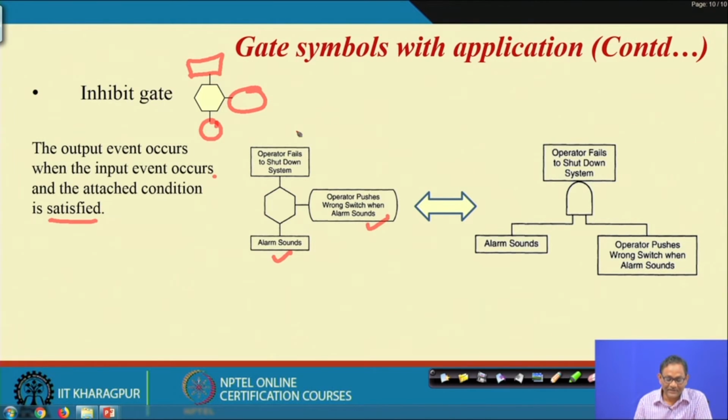So, this is basically the situation of an inhibit gate. Its equivalent is this: alarm sounds, operator pushes wrong switch when the alarm sounds. So, it is an AND gate, but a conditional one. That is why this inhibit gate is used. If this happens, then this will follow, and ultimately the operator fails to shut down. So, this is what an inhibit gate is.